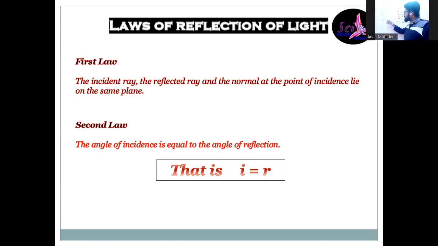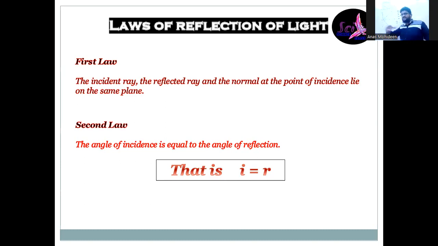If these two are equal, definitely this should be equal. Right? Let's say 30, then it should be 60 because this is 90. But this happens on one condition: the mirror or the surface should be plain, flat. A regular reflection should take place.